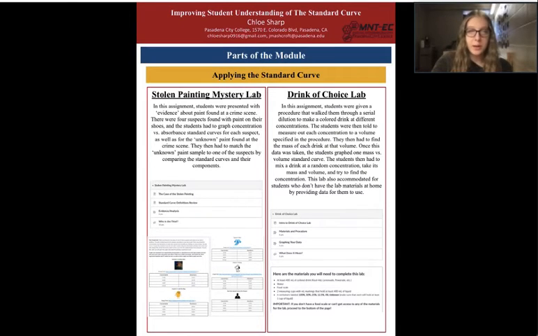The second part of this lab, in part 3, is the Drink of Choice lab. In this lab, the students are given a procedure detailing a serial dilution of a colored drink. The students then weighed the mass of each drink concentration at varying volumes and create a mass versus volume standard curve. They then mix a drink of unknown concentration, measure the mass and volume of that drink, and then use the standard curve to try to figure out the concentration of the unknown drink. We understand that some students may not have all of the materials necessary to complete this lab, so we provided a data set as well for those students.